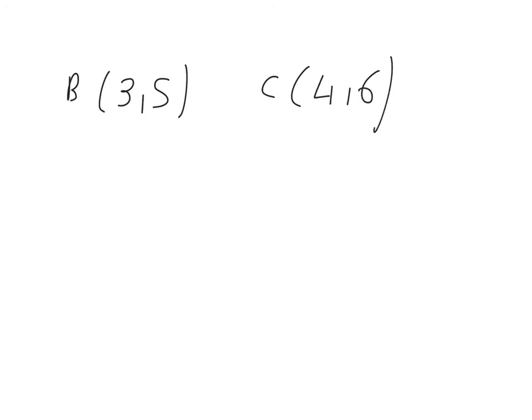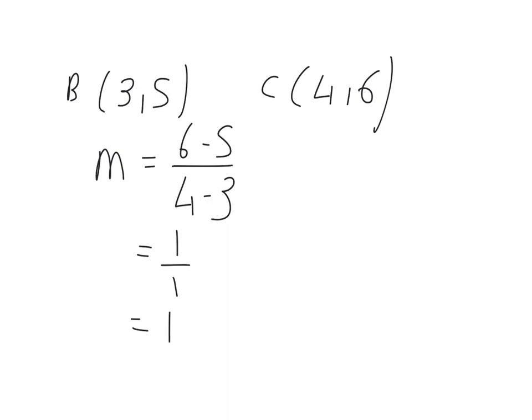One more example of this type. Got a point B 3, 5 and a point C 4, 6, and I'm looking to find the gradient. So m equals 6 minus 5 over 4 minus 3. That's 1 over 1, the gradient is 1.